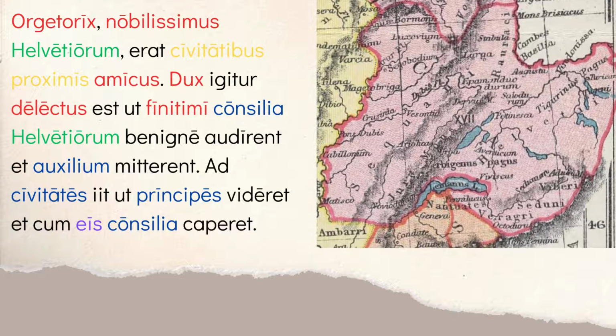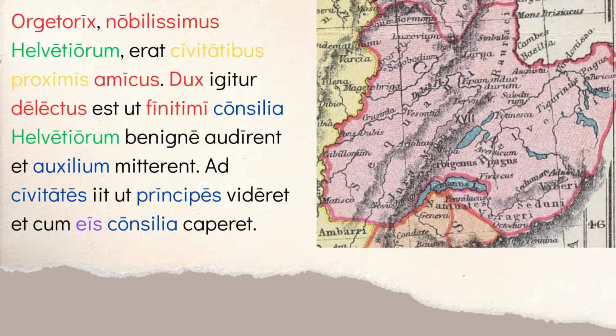You have Orgetorix nobilissimus Helvetiorum erat civitatibus proximis amicus. So here we have Orgetorix, and he's described as the most noble, nobilissimus, of the Helvetii. He was friendly, erat amicus, to the civitatibus proximis, to the neighboring states. So in other words, they know who he is. He's friendly with them. Then you have dux igitur delectus est ut finitimi consilia Helvetiorum benigne audirent et auxilium mitterent. So you have therefore dux delectus est. The delectus est is just perfect tense passive voice. So you're saying he was selected or elected as dux, as a leader. So therefore he was elected the leader.